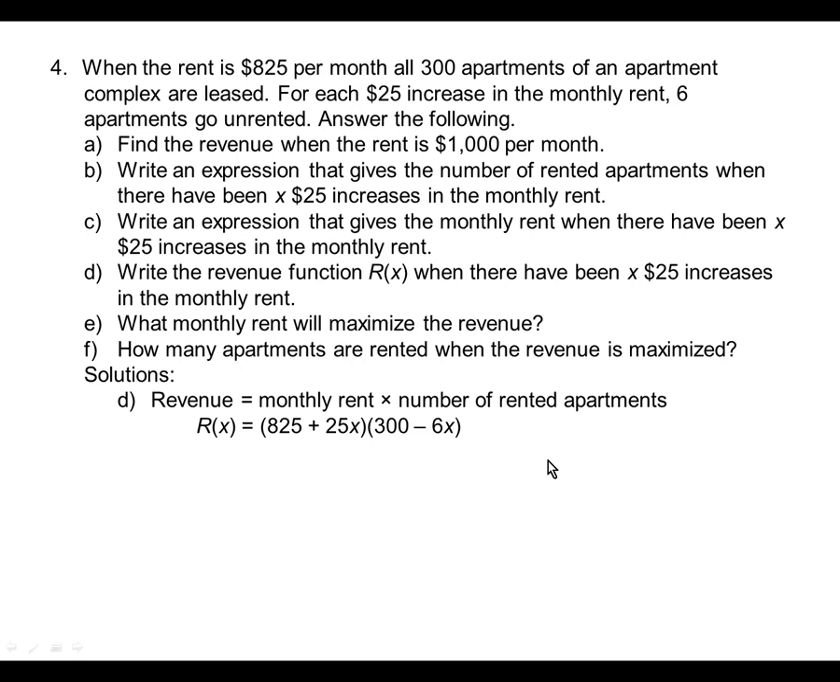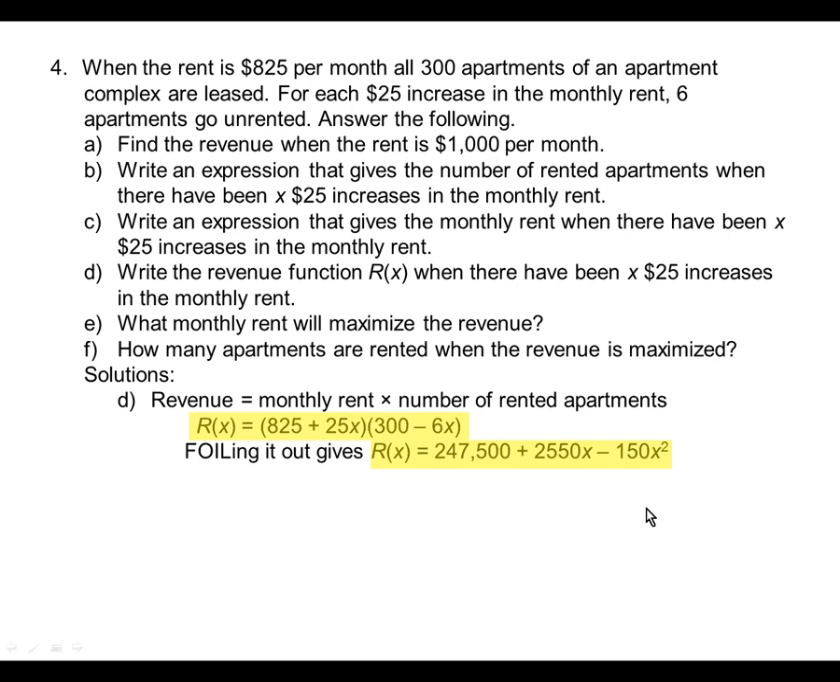Now if you want to FOIL that out, that's entirely your choice. So here it is FOILed out. Whether or not it's worth the trouble to FOIL it out, I don't know. WebAssign would take that. I don't know if you gain any more information by doing this or not. You might, because notice if X is 0 in this expression, you get 247,500. If X is 0, that means you didn't increase the rent. You left it at $825.